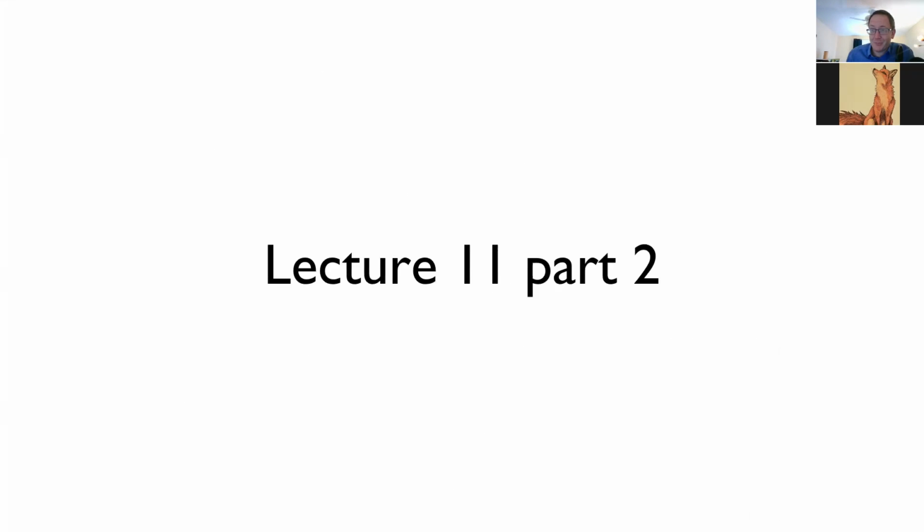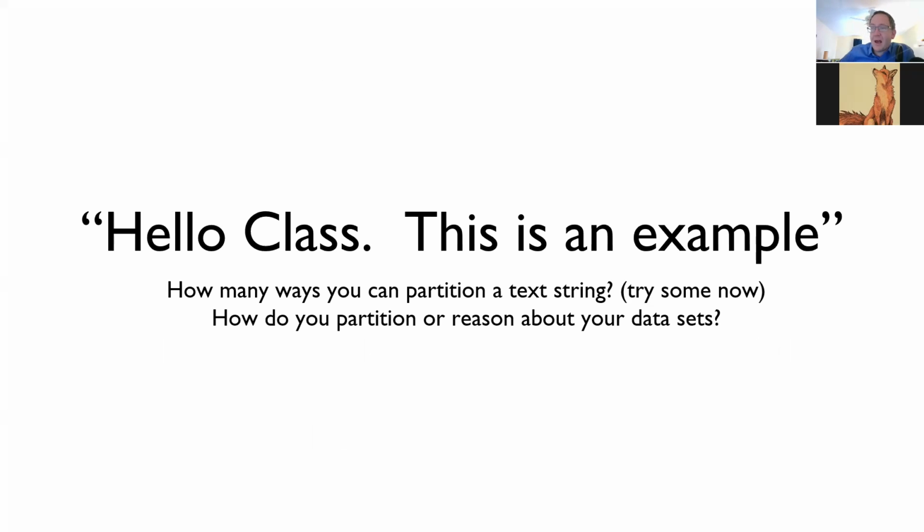Lecture 11, part 2. Okay, so how many different ways can you partition this text? Let me give you an example. I could separate the vowels from the consonants. Two different groups, one set of vowels in this string of text. So E, O, A, I, A, E, A, E. Those are the vowels. Everything else, consonants. How else could I partition this string of text?